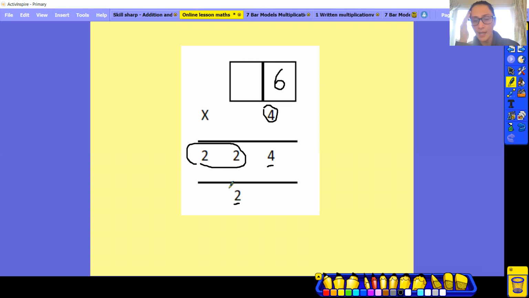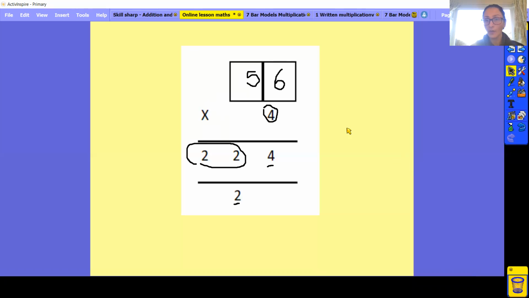So now I have to think about how many 4s would equal 20. So let's go through our 4 times table. We've got 4, 8, 12, 16, 20. Well done if you said it was 5. So this number was 56, times by 4 equals 224. Well done if you managed to get that.